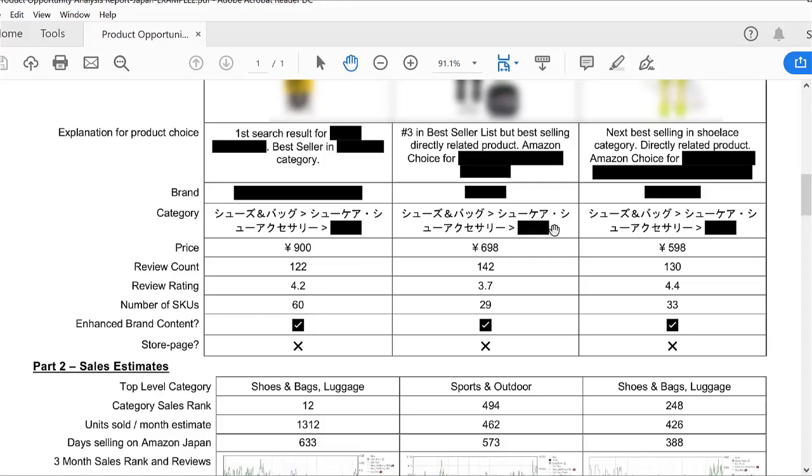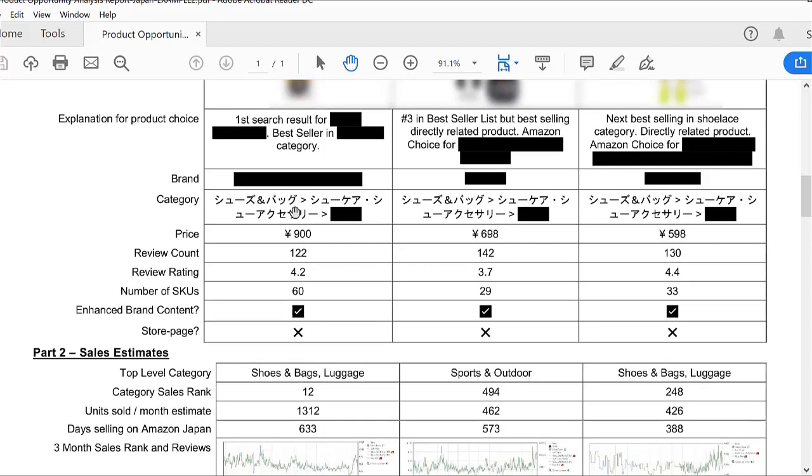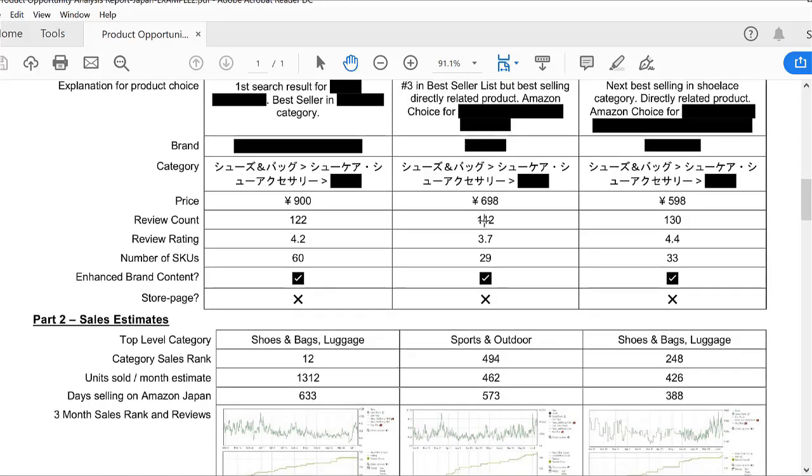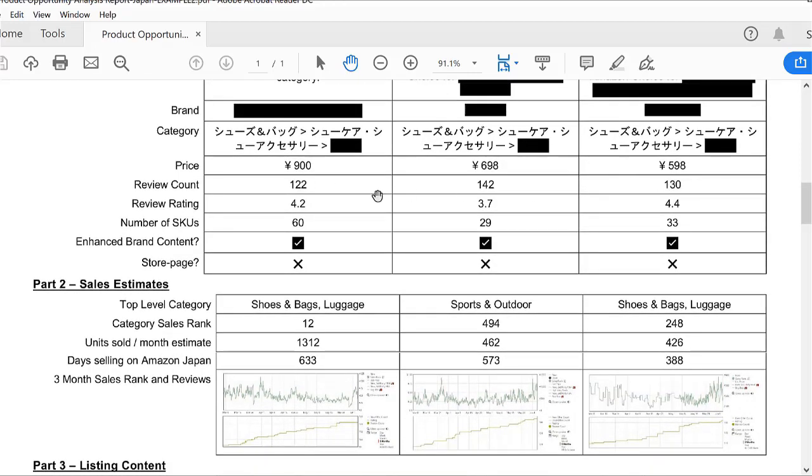We then pull in exactly what category it is. This is in Japan, so it's in Japanese, but if you wish to do so, you can translate this in Google. We then pull in the price, the current best-selling price of the products, again, so you can compare the sale price against your product, see whether it's viable. Pull in a review count, so how many reviews you've got. So this first competitive product, 122 reviews. The rating, so it's got 4.2. So again, you can get an understanding of how competitive the market is, how many reviews competitors have got, and whether they're good or bad.